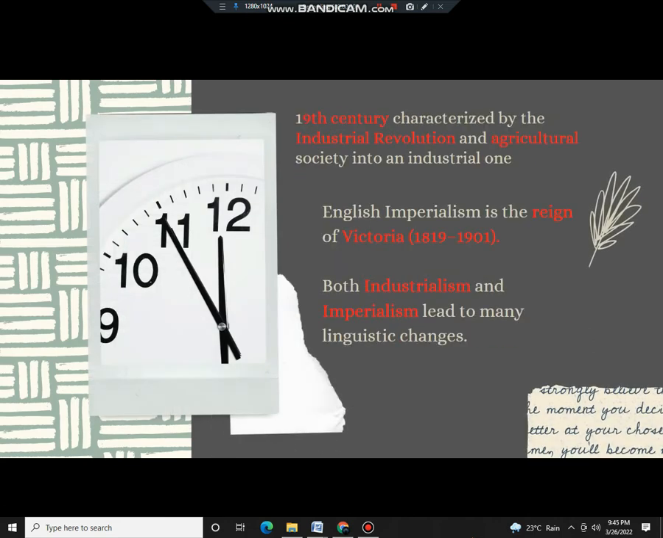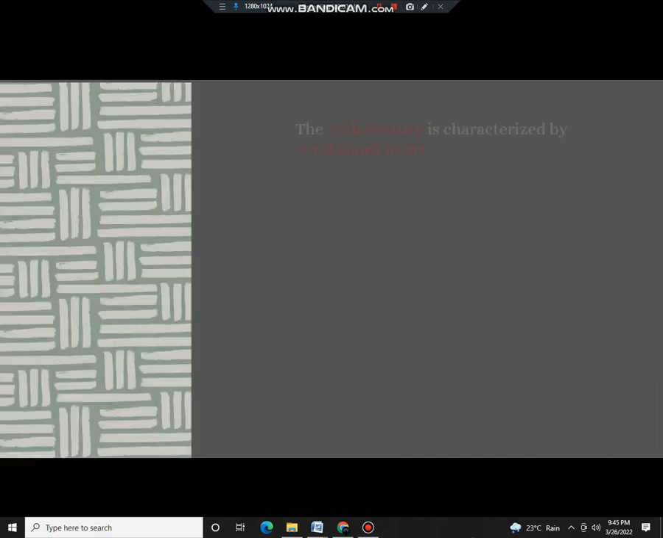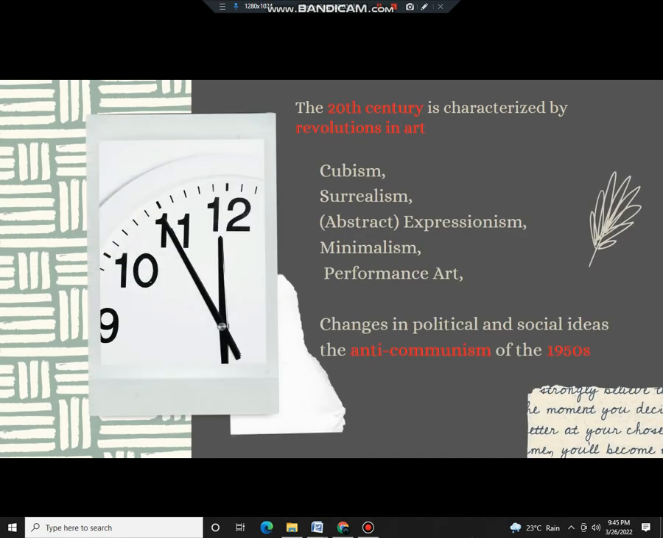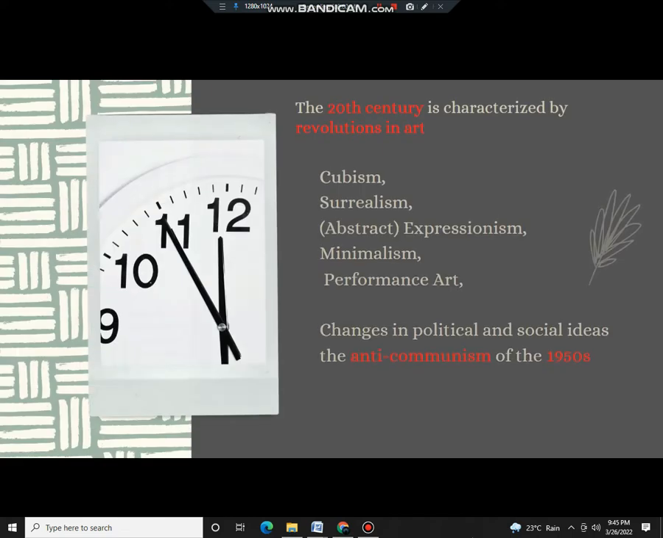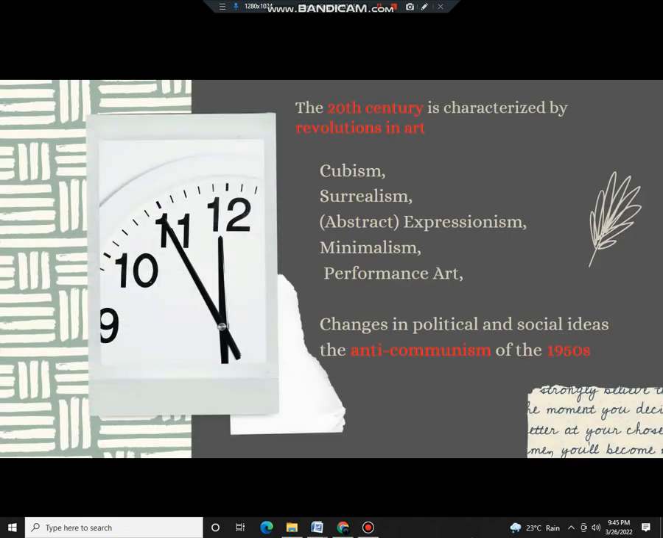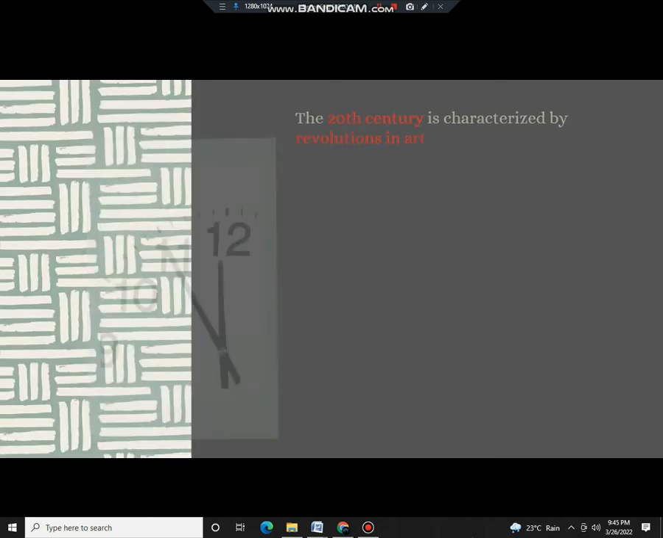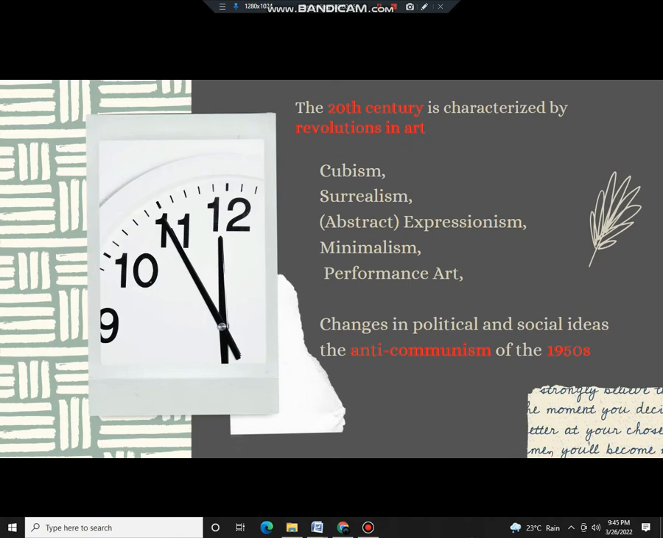The 19th century is characterized by the Industrial Revolution, which transformed a mainly agricultural society into an industrial one, and can be said to start in limited ways after 1700. So it is characterized by an increased use of machines and factories as well as urbanization. So both industrialism and imperialism led to many linguistic changes during this time. And by the way, I forgot to mention to you earlier about the English imperialism. So during the reign of Victoria from 1819 to 1901, dito yung hard time talaga maglabas ng mga sulat nila ng mga American writers. Because both industrialism and imperialism led to many linguistic changes.